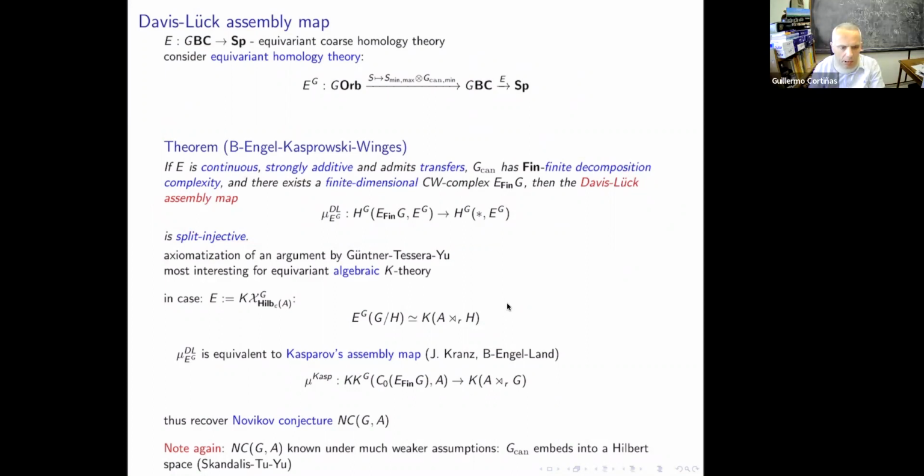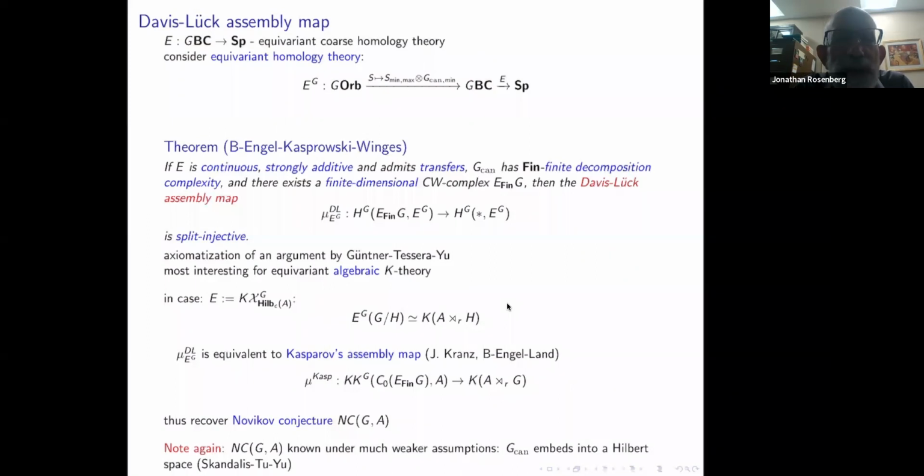Jonathan has a question, Jonathan Rosenberg. Sure. First of all, this was a really beautiful talk, very interesting. And I saw your paper, but I didn't have the patience to read it all the way through. So I appreciate your explaining it. While you're on this slide, what does this assumption, G has finite decomposition complexity, really amount to when G is a discrete group? I want to make sure I'm parsing the theorem exactly.